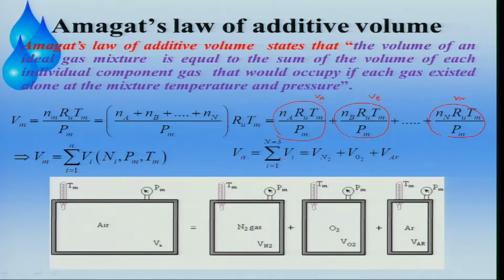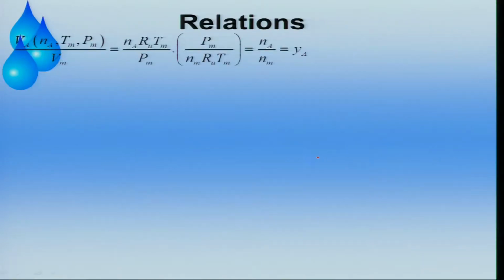So, if you look at V_a, it is basically the summation of V_i, where 3 gases are there, nitrogen, oxygen and argon. These things we will be using basically to look at various other properties like enthalpy, entropy and internal energy. So, let us relate these things. If I look at the volume V_a by V_m, in place of V_a using the ideal gas law, I can write N_a R_u T_m divided by P_m, and V_m I can write like that. This will cancel out, and what is that? N_a by N_m is nothing but your mole fraction of the species A, right.